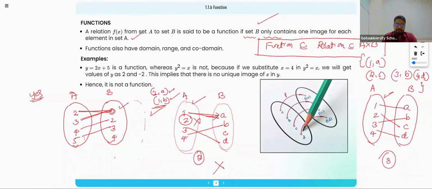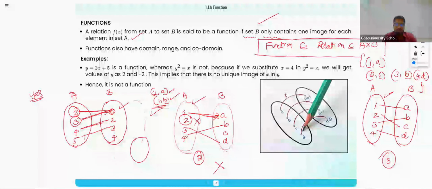Okay. So just to break the ice, I'm telling you this is still a function because every element in A must have only one image in B. Must have only one image. So every element, that means what? Every single element here definitely has one image. So don't think about these elements having more than one pre-image. That is not a problem.